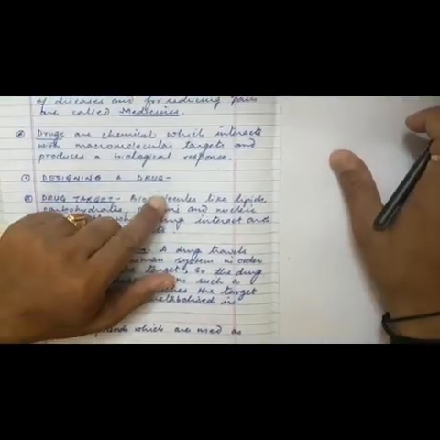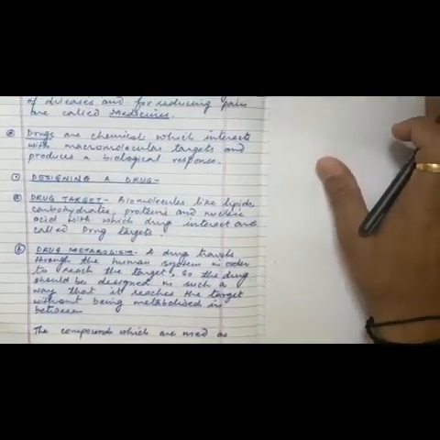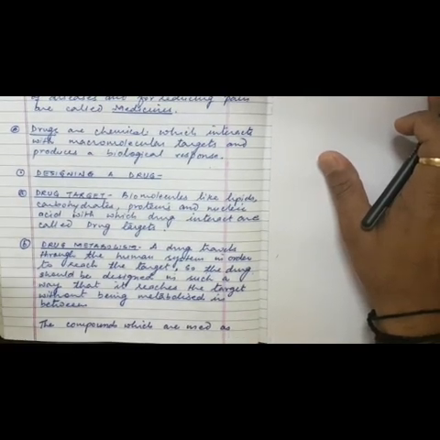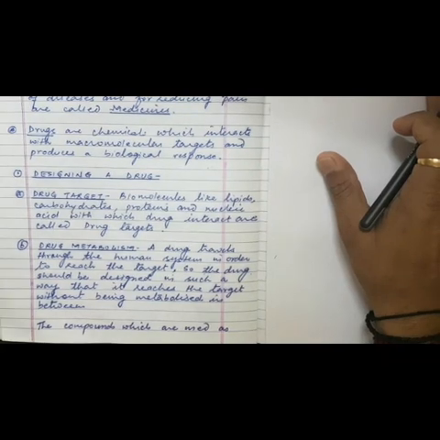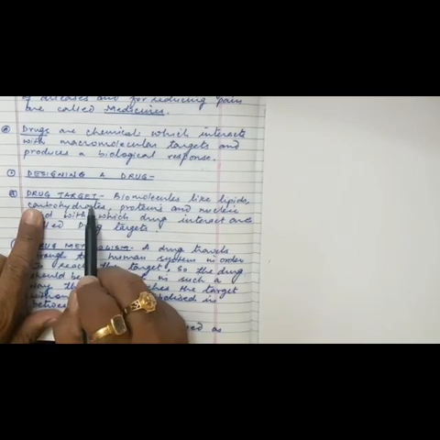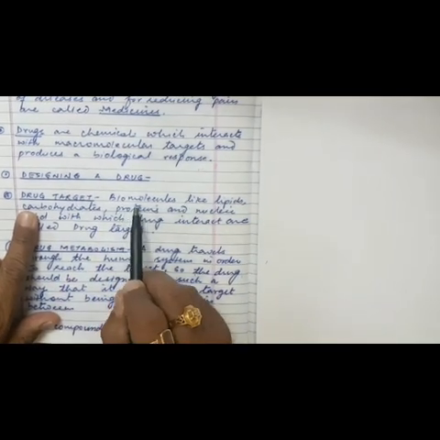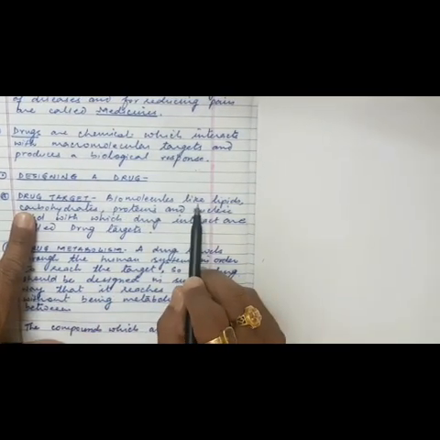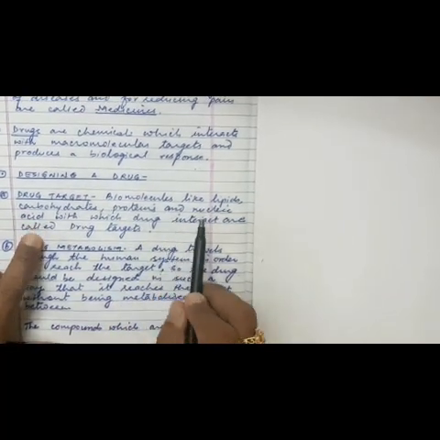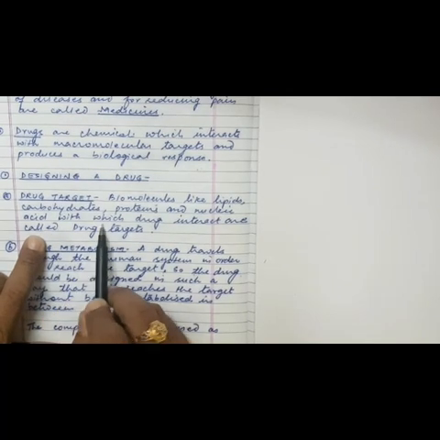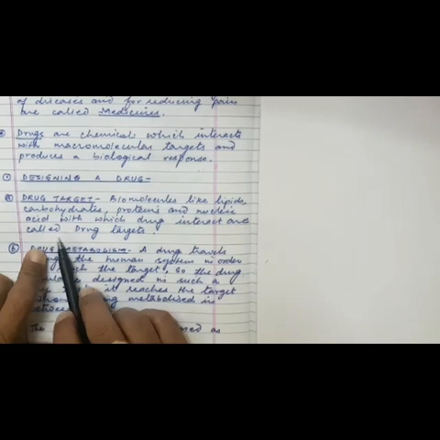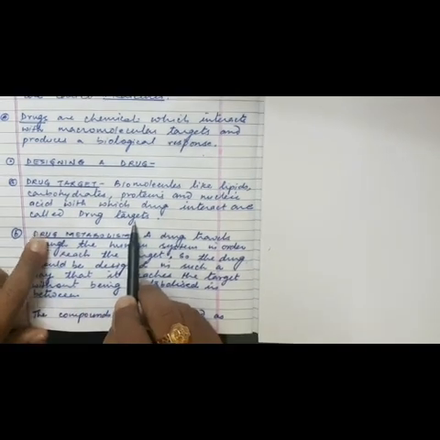Designing of a drug means on what concept, on what basis the scientist or the doctor designs a particular drug which can be used for a particular type of disease. First, it is based upon drug target. Drug target means biomolecules like I have told you earlier, lipids, carbohydrates, proteins and nucleic acids with which the drug will interact and will give a response. These are called drug targets.